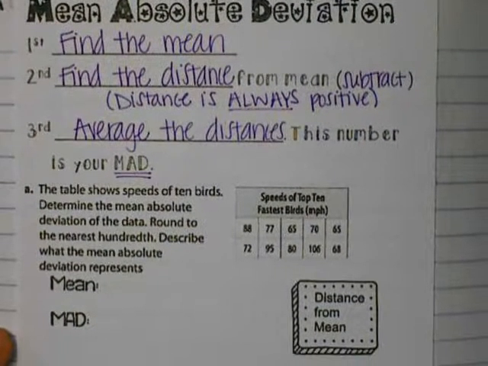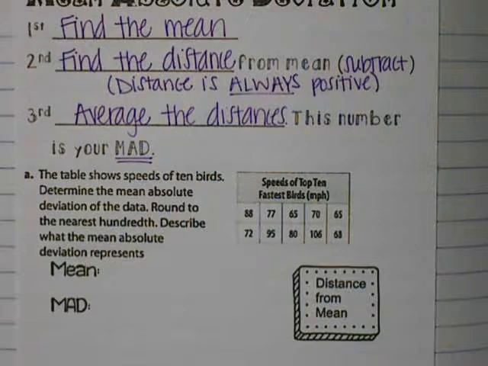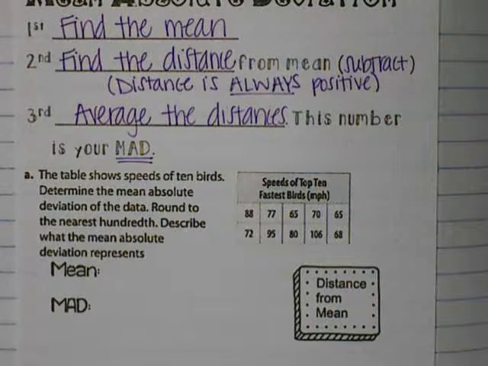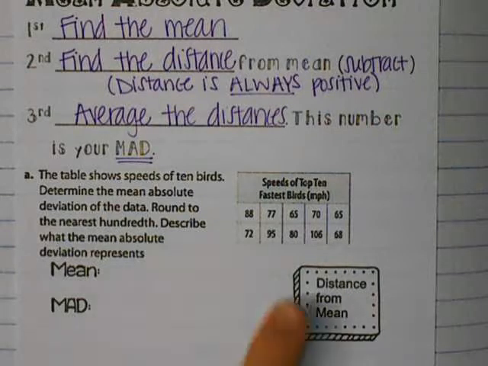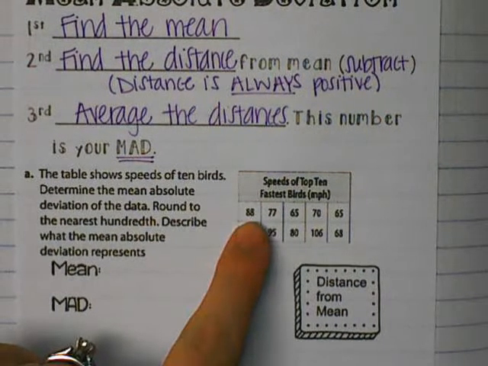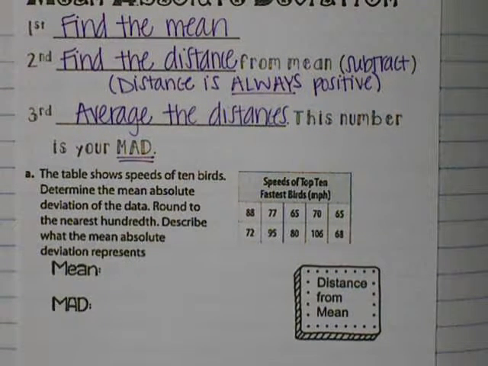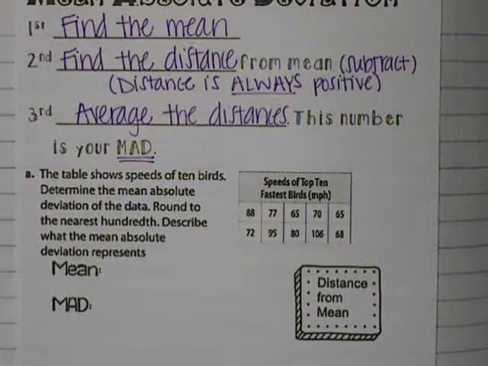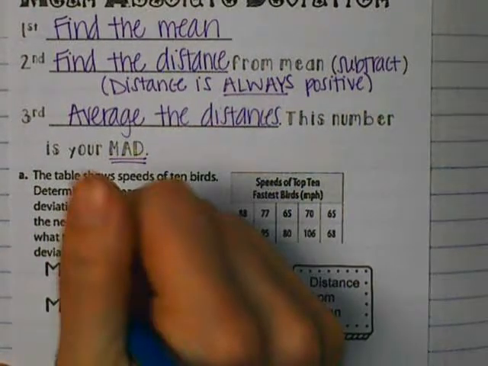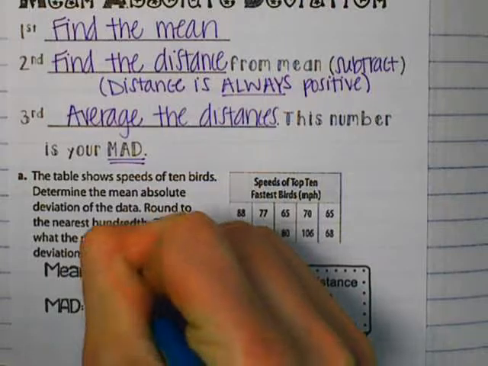So we're going to work through an example together. A says, the table shows speeds of 10 birds. Determine the mean absolute deviation of the data. Round to the nearest hundredth. Describe what the mean absolute deviation represents. So we're going to look at all of these values and say, okay, can I find the mean? Sure. We're going to add up all of our values, divide by 10 because there are 10 values, and we get a mean of 78.6.